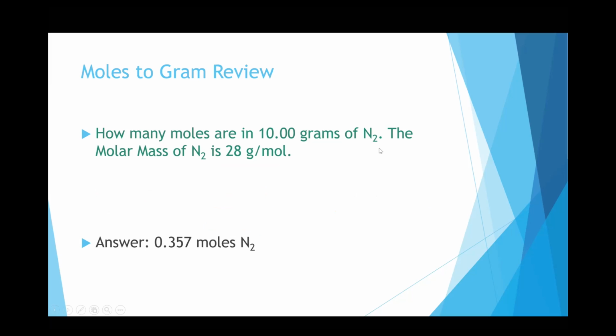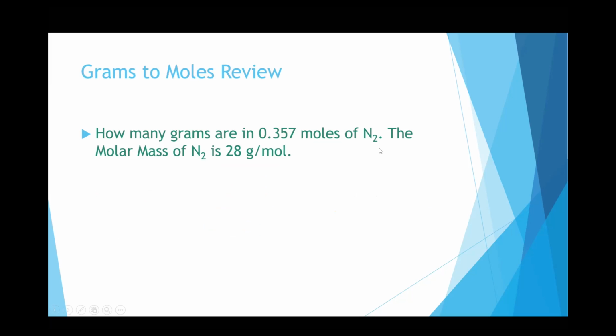Yep, 0.357. And now let's do the reverse. So how many grams are in 0.357 moles of N2? The molar mass is still 28 grams per mole. I realized I switched the title on top. It should be moles to grams, and the last one should have been grams to moles, but I'm sorry about that. I've switched the order.